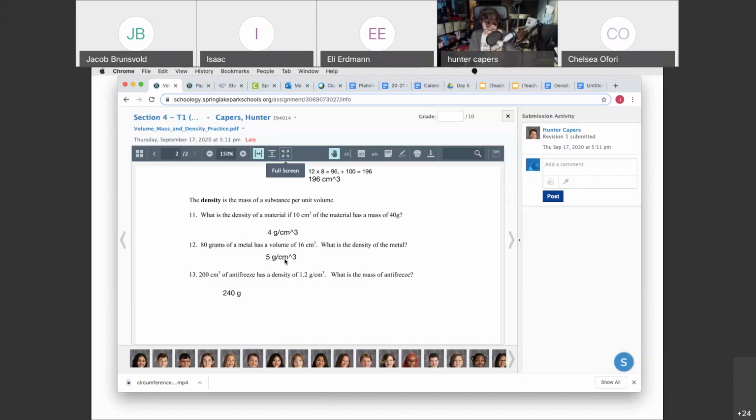And then last up, for number 13, this one we have a volume and a density. So if you remember from the density triangle, mass is at the top. So to calculate mass, we need to multiply those two together. 200 times 1.2 is going to get us to 240 grams of antifreeze. The centimeters cubed are going to cancel out.